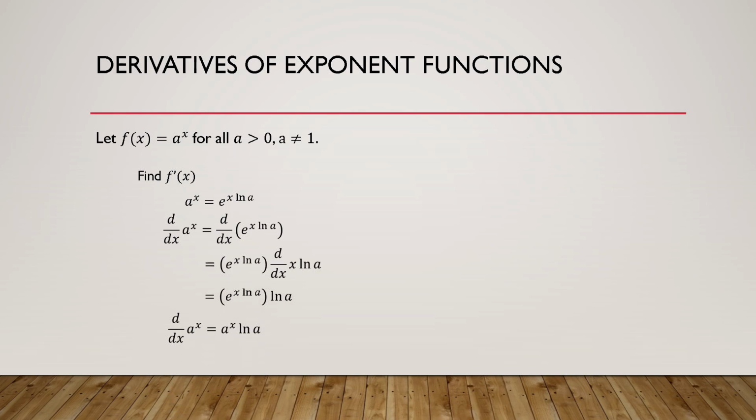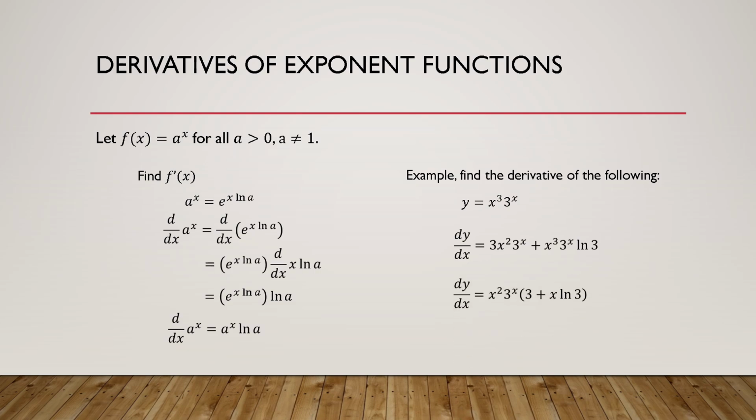As an example, let's take the derivative of y equals x to the third times 3 to the x. Using the product rule, dy dx is equal to 3x squared times 3 to the x plus x to the third, 3 to the x natural log of 3. We can simplify to x squared 3 to the x times the quantity of 3 plus x natural log of 3.